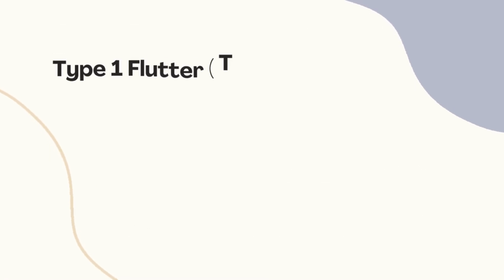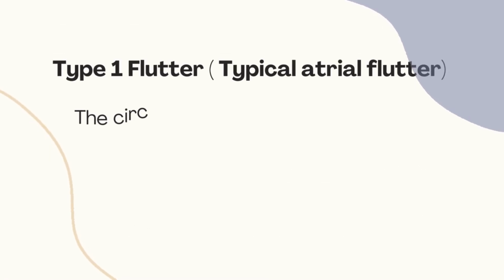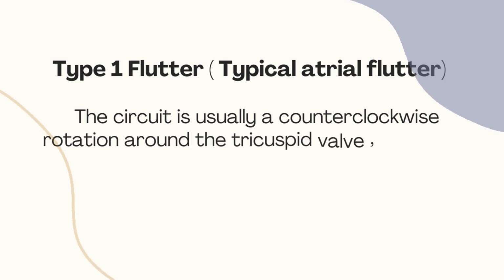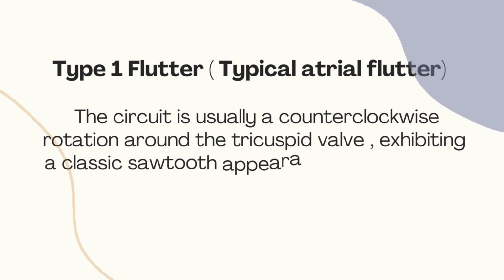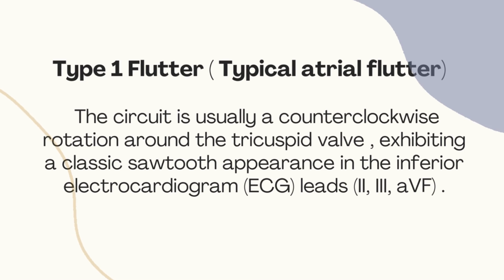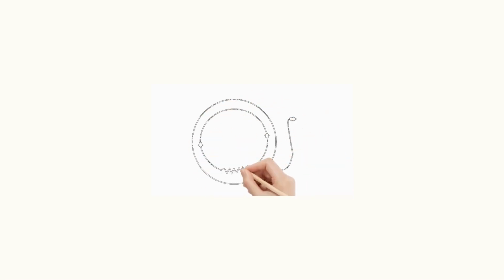The circuit is usually a counterclockwise rotation around the tricuspid valve, exhibiting a classic sawtooth appearance in the inferior electrocardiogram, ECG, leads 2, 3, and AVF. This diagram shows the position of the cavo-tricuspid isthmus.